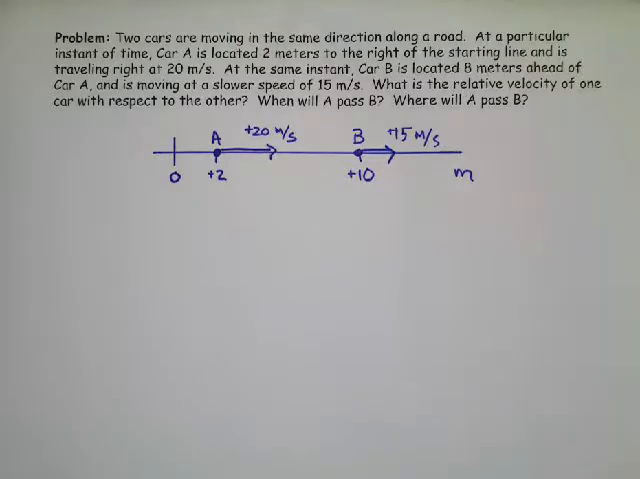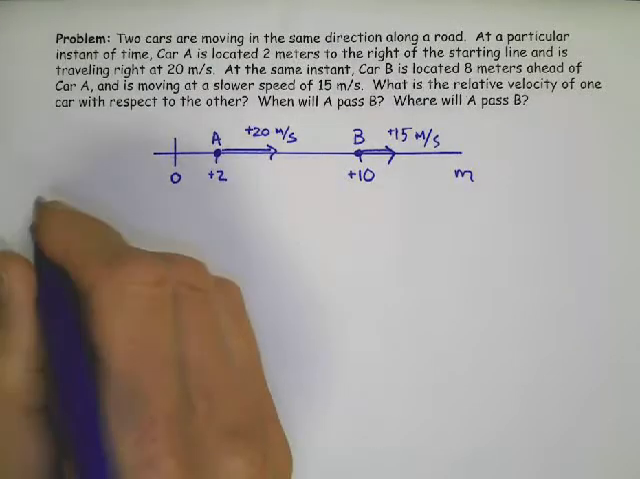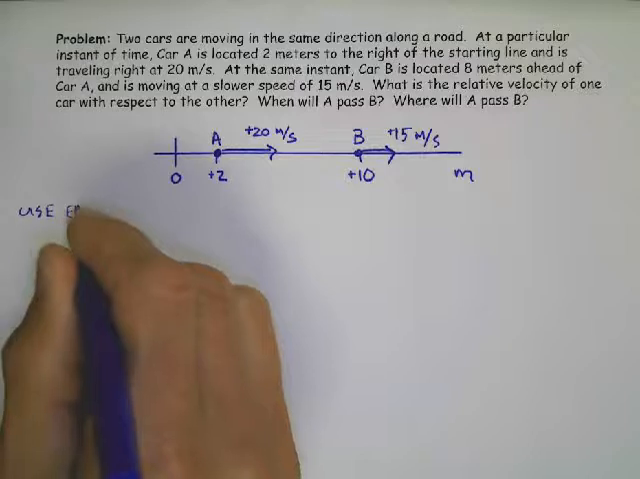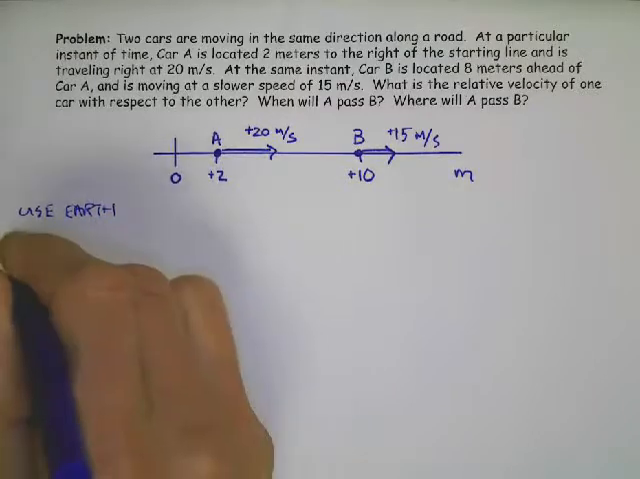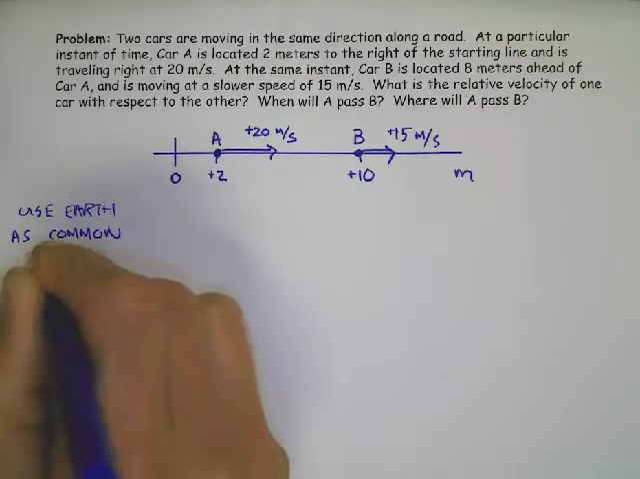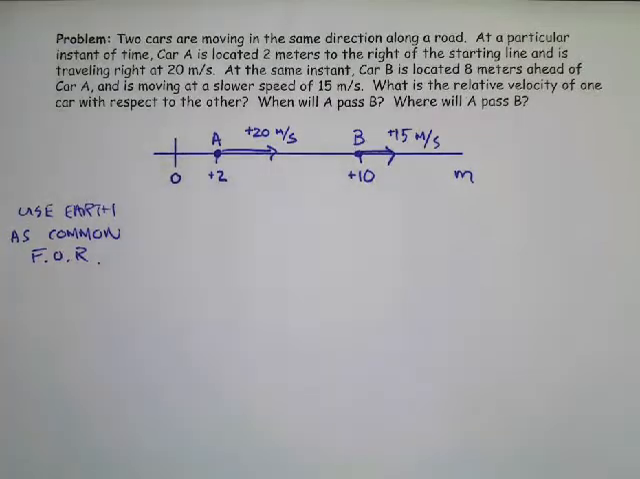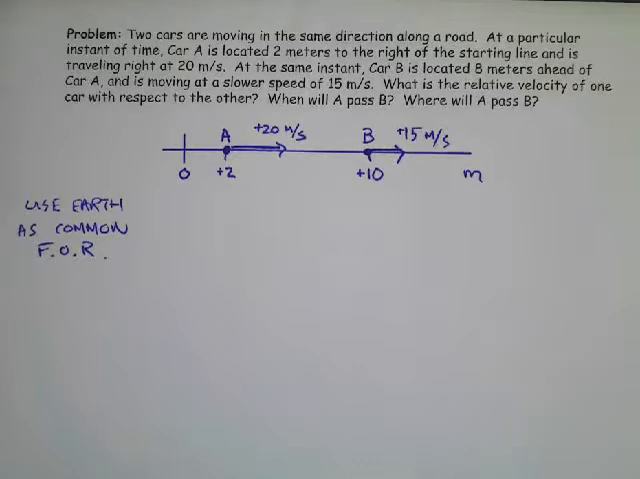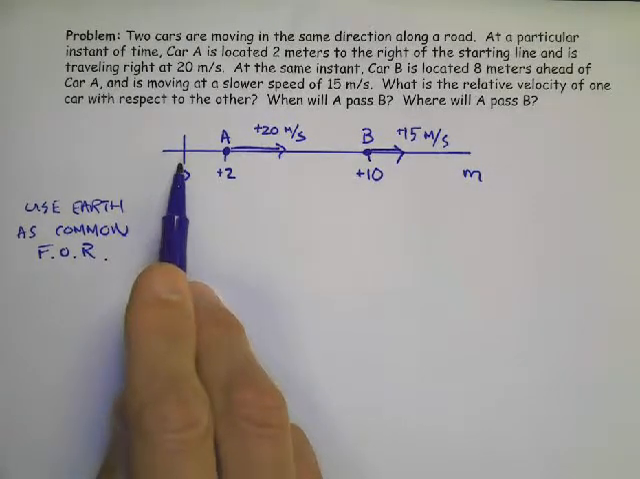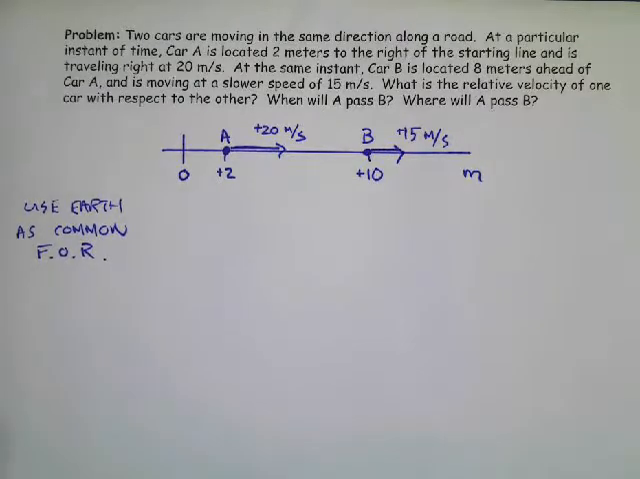So what we do to carry this out is we have to establish a common frame of reference. Okay, so we're going to use the Earth as the common frame of reference, FOR. And that's basically what our number line, what the origin, indicates. So that origin is fixed in the Earth.